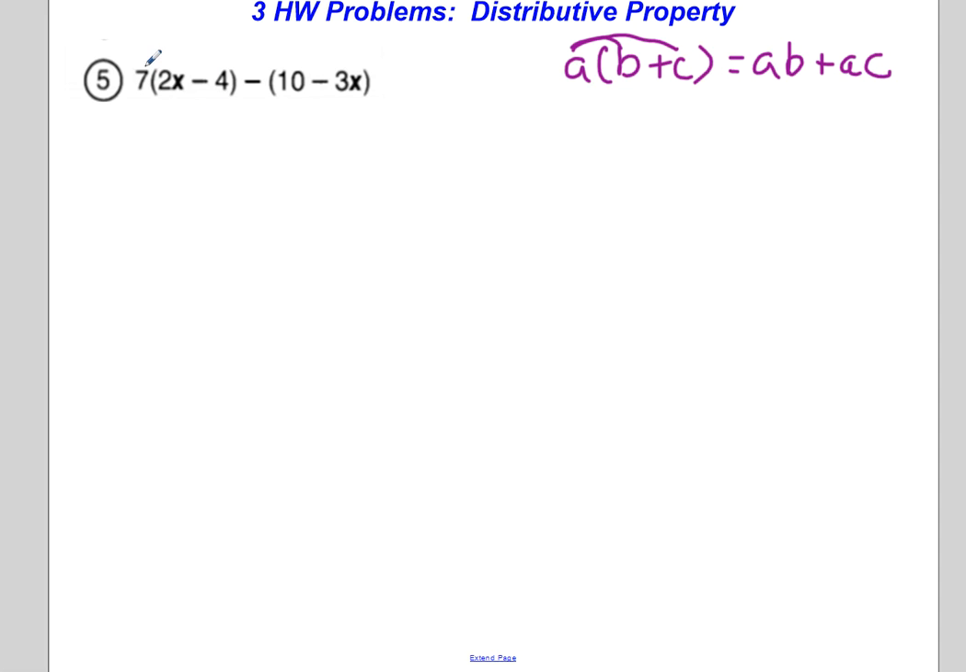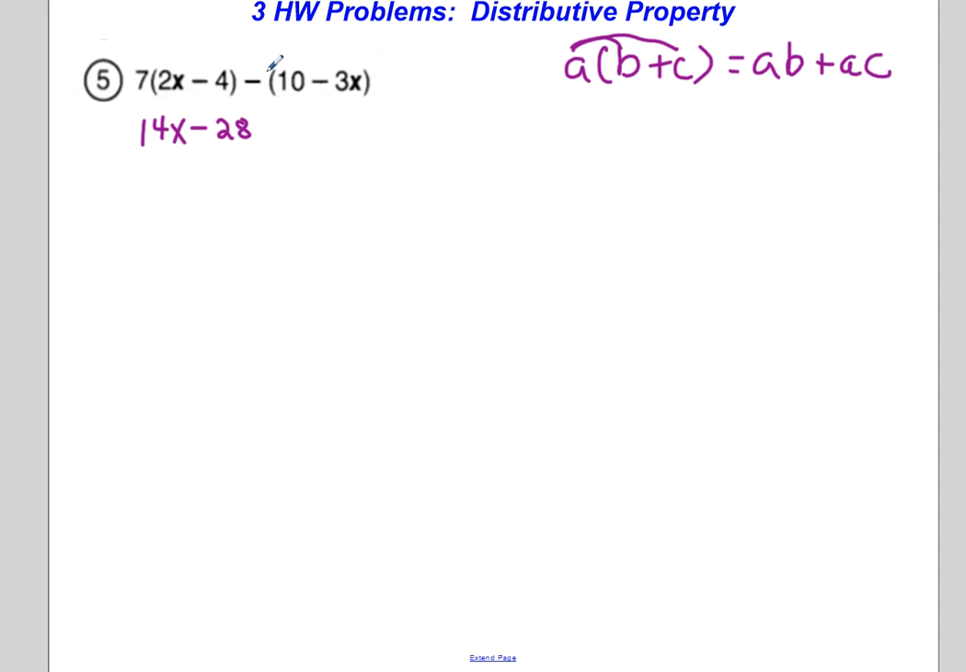So here we go. I'm taking number 5 here on the homework. So I got 7 times 2, which is 14x. And I go ahead and write that down. And I think in terms of positives and negatives. So I have a positive 7 times a negative 4, which is a negative 28. So I go ahead and write negative 28.